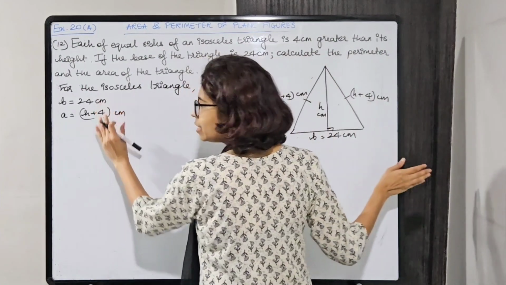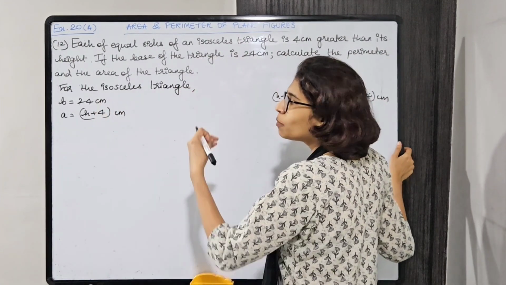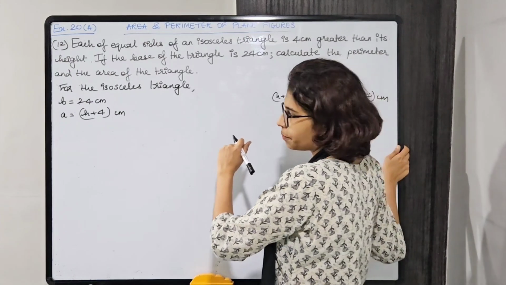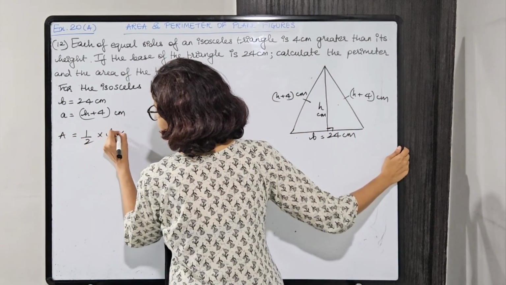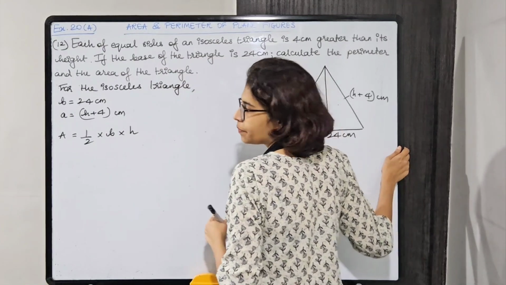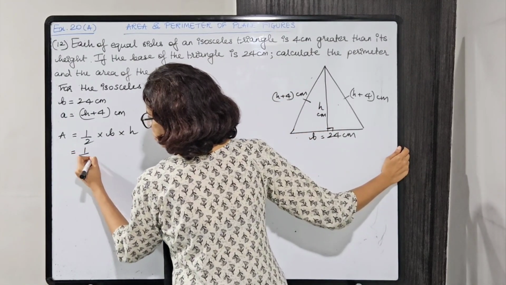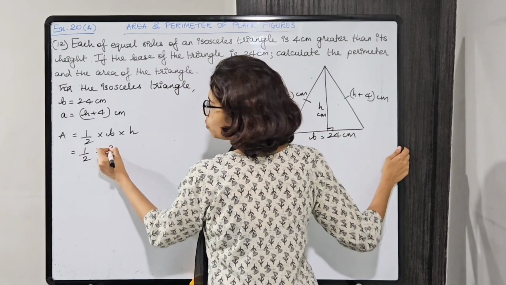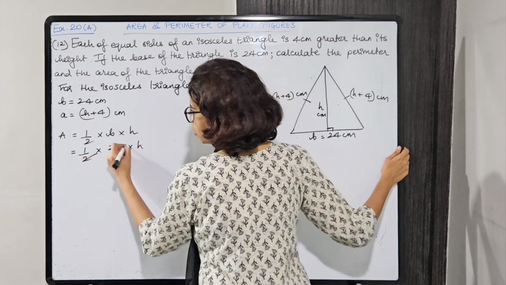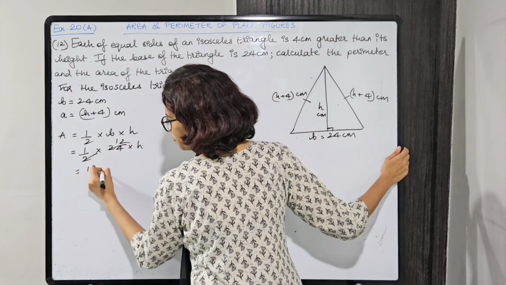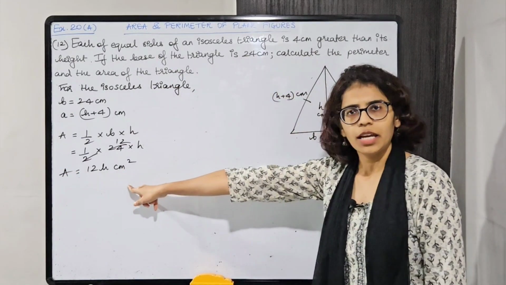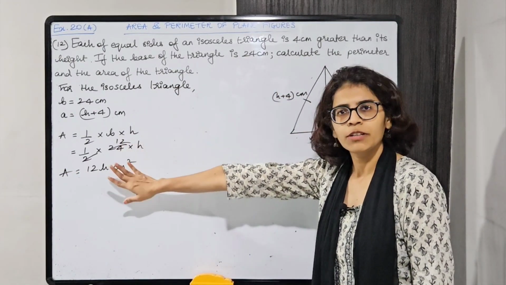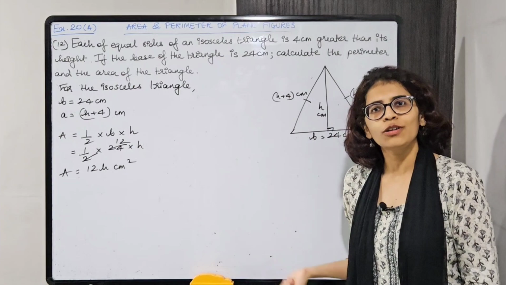Now we know only this much. Let's use the formula of area to find out h. So area is half into base into height. Area मुझे पता नहीं है, but this will be half into 24 into h. That is 12h square centimeter. एरिया का फॉर्मूला ये यूज करके मैंने फाइंड आउट किया. I can use another formula also.